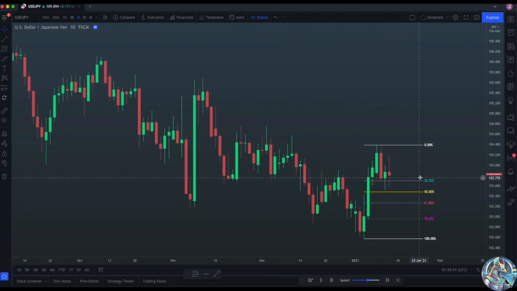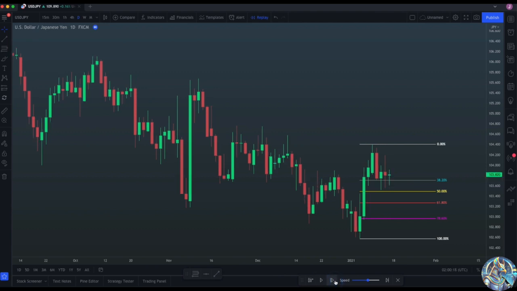Again, we don't know where the corrective move will end. We just must wait for a confirmation to go short, which could end here, here, here, or even here. One way to confirm is to look for a candlestick rejection, a price action pattern, or a continuation pattern. So let us move forward.